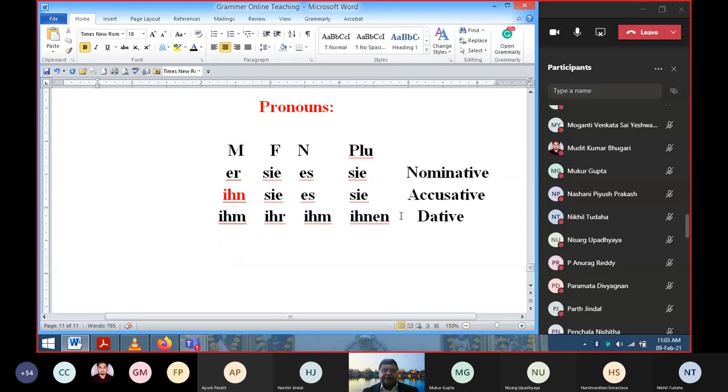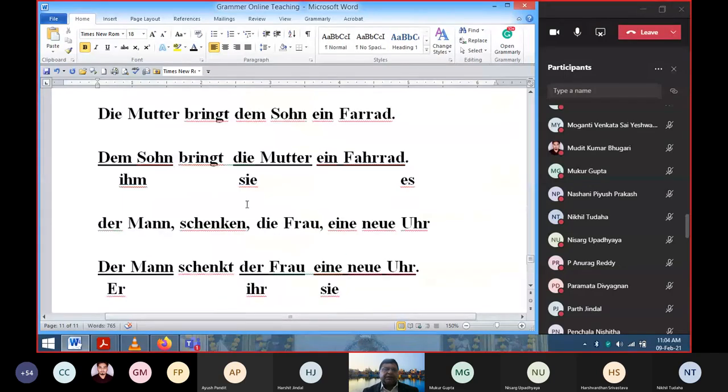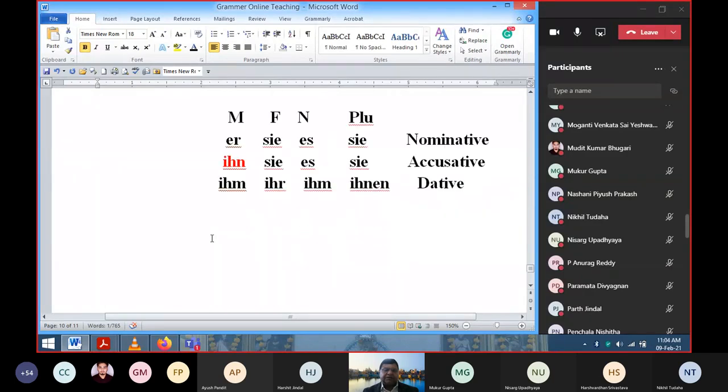Ihm, ihr, ihm, ihnen. But this ihm for masculine, this is for feminine, this is for neuter, this is for plural. So here dem Sohn is singular, masculine singular. So because it's masculine singular, so it should be ihm. Meaning is to him. So in fact, ihm means to him, ihr means to her. Again, ihm means to him or to it, and ihnen is the plural form, which means to them. So he, she, it, they. And here it will be him, her, it, and here it may be sometimes her. So to him, to her, to them. So these are the meaning.